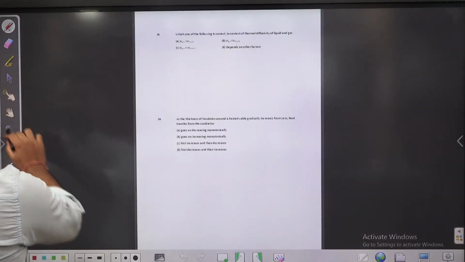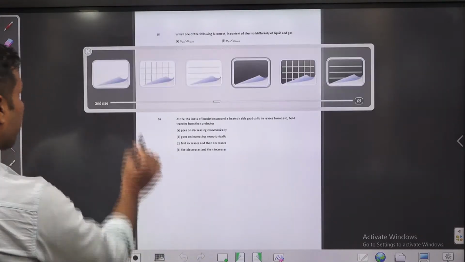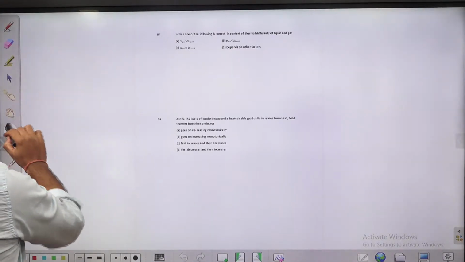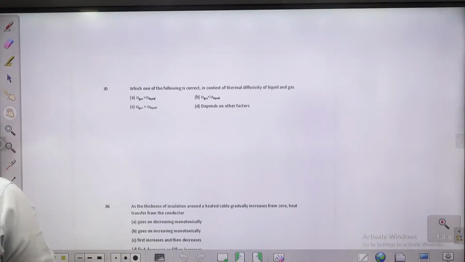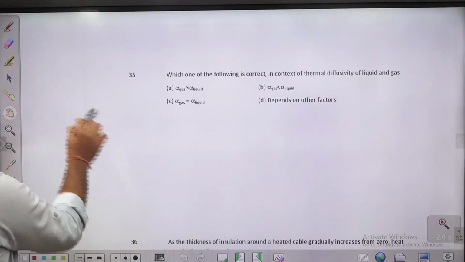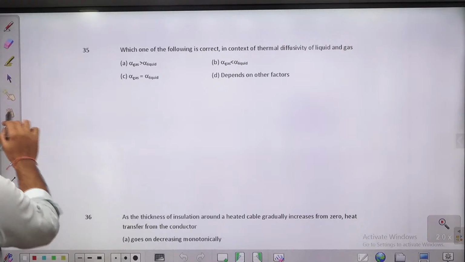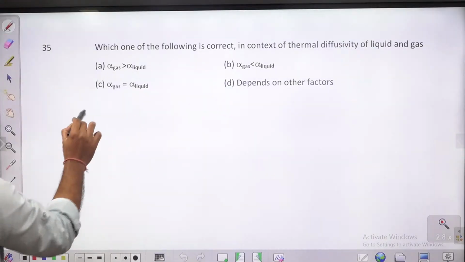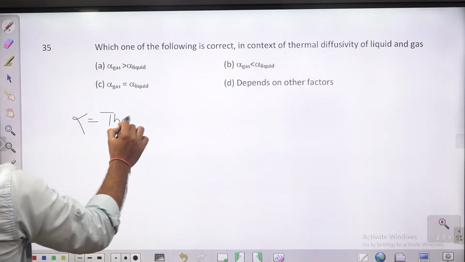Which of the following is the correct sequence for alpha? They are asking you for the correct sequence of alpha, children. What is alpha? Alpha is the thermal diffusivity. Alpha is known as thermal diffusivity.